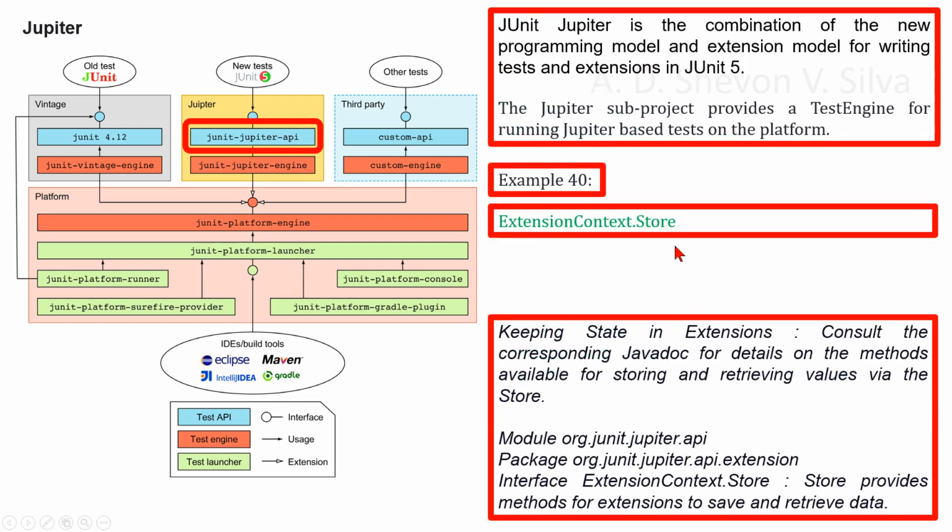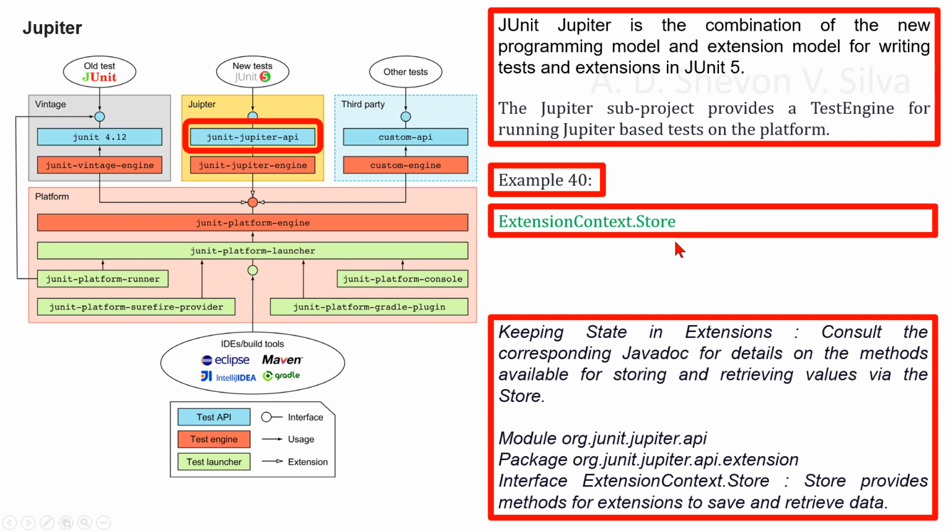Now we are considering keeping state in extensions. Consult the corresponding Javadoc for details on the methods available for storing and retrieving values via the store. Interface ExtensionContext.Store in package org.junit.jupiter.api.extension in module org.junit.jupiter.api. The store provides methods for extensions to save and retrieve data.